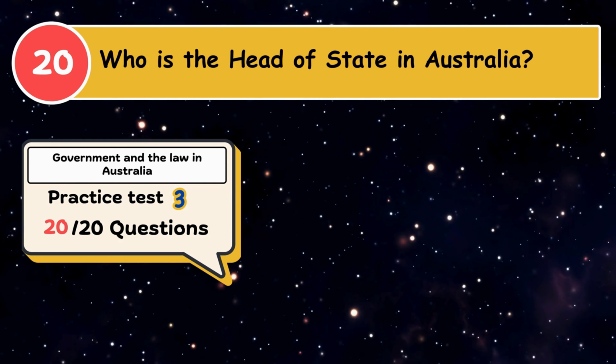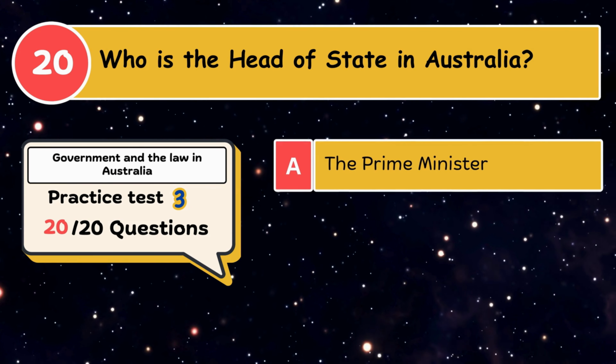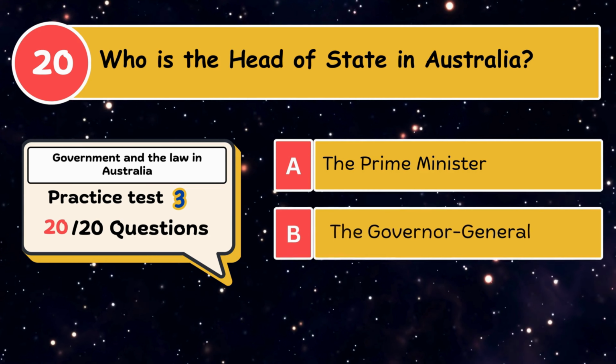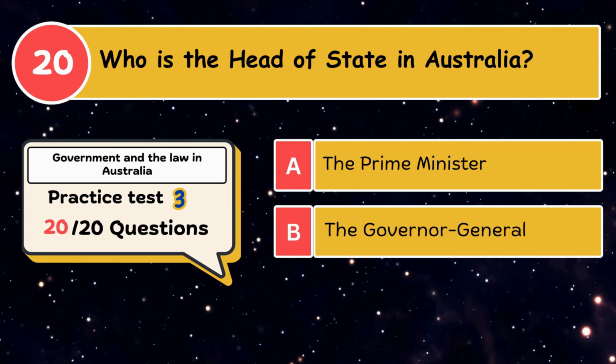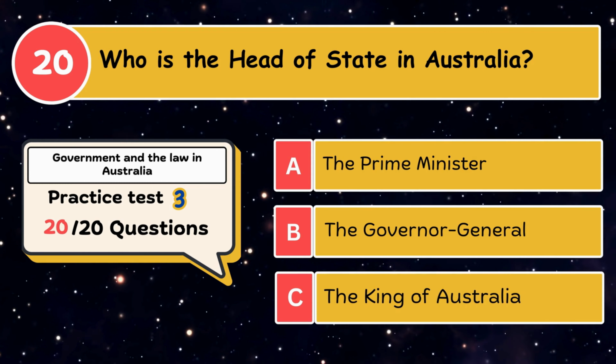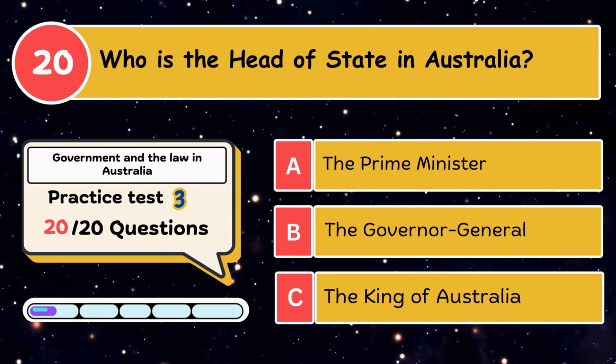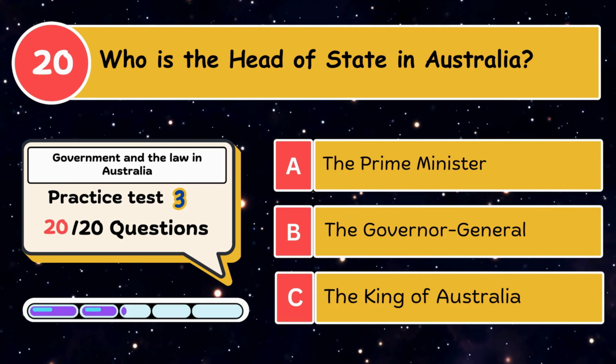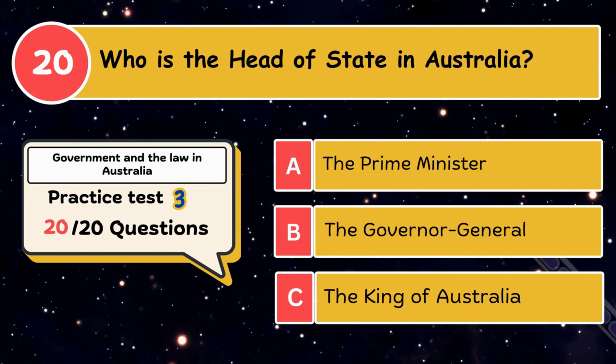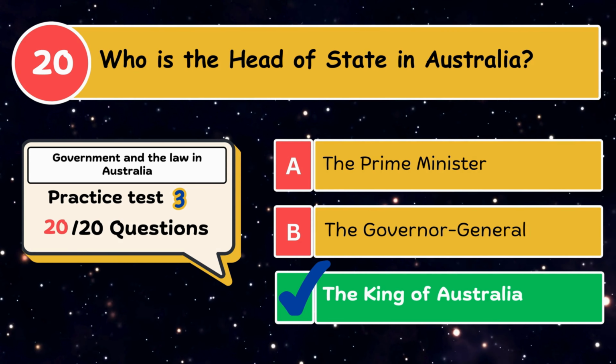Who is the head of state in Australia? A. The Prime Minister. B. The Governor-General. C. The King of Australia. The correct answer is the King of Australia.